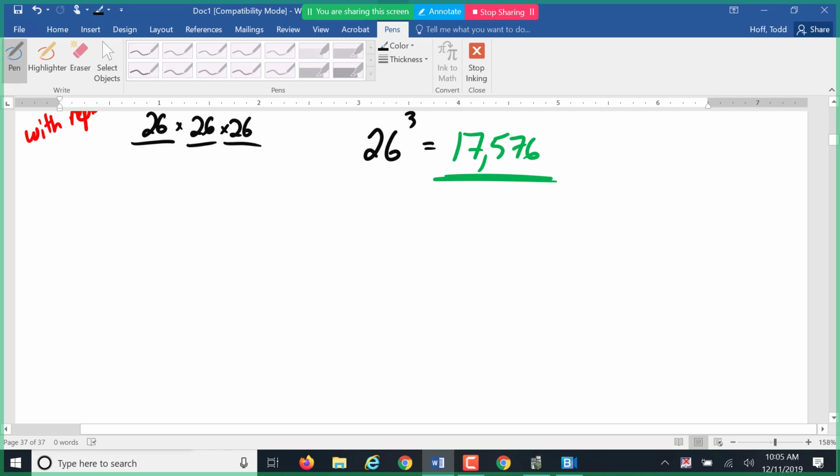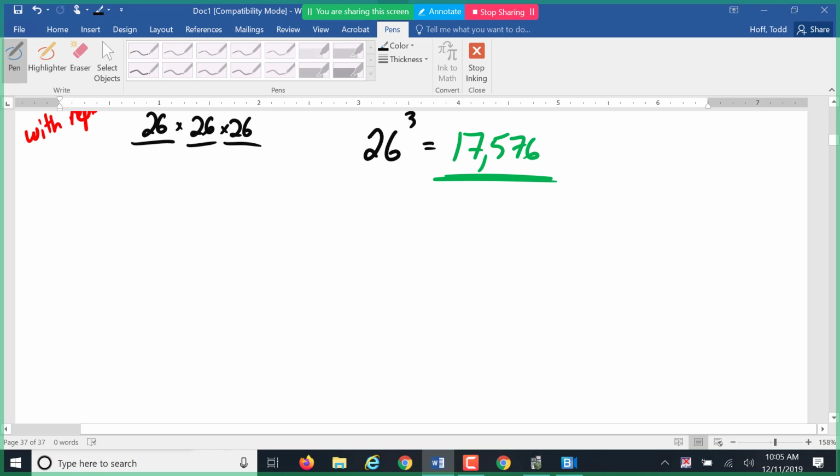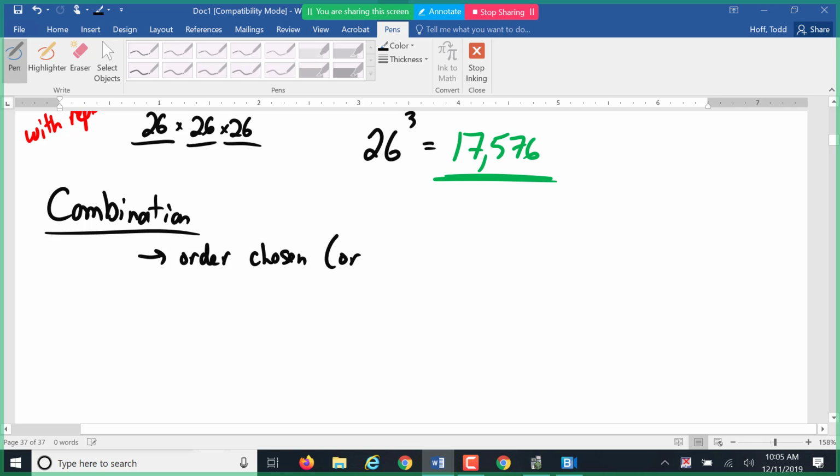So that's permutations. Let's talk about combinations. The combination is what we used as our binomial coefficient. In a combination, the order chosen does not matter. So the order chosen or arranged does not matter.